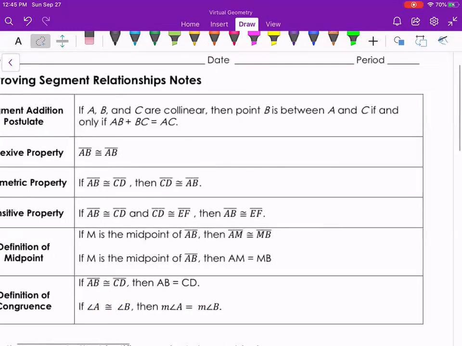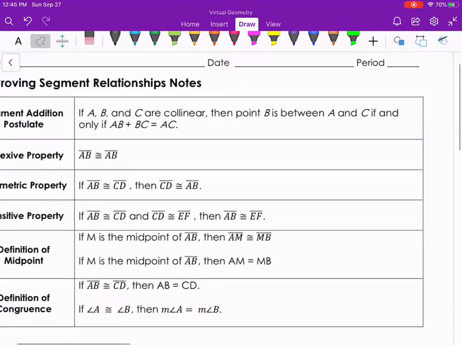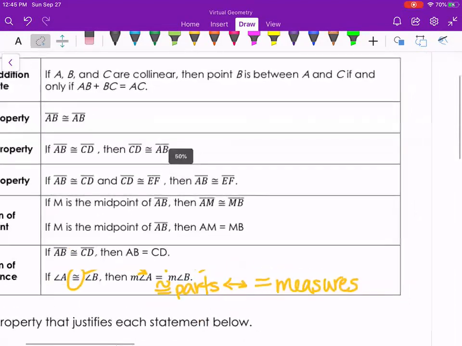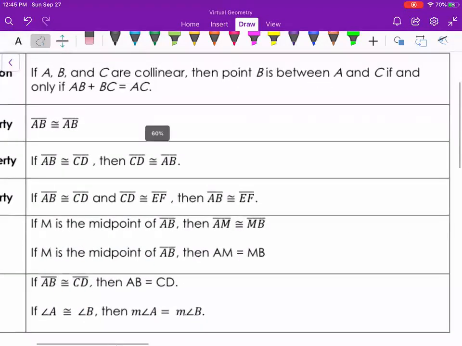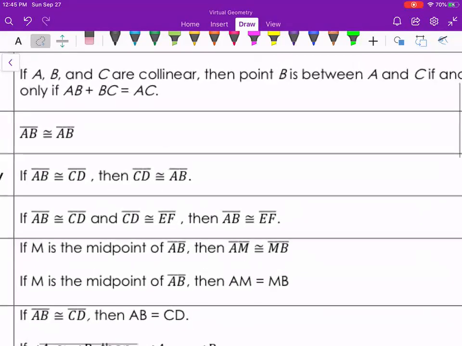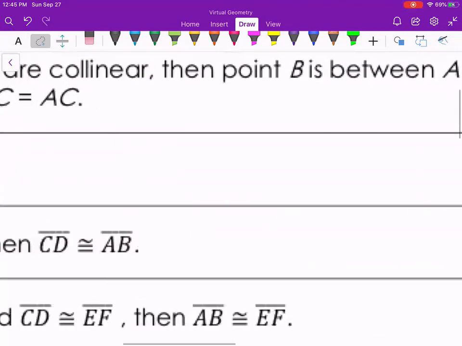So one of the biggest segment relationships that we looked at was the segment addition postulate, which specifically said if you have three collinear points, in this case A, B, and C, then if point B is between A and C, then if and only if AB plus BC will equal the length of A to C. So let's break that down and see again how our formula worked for these.